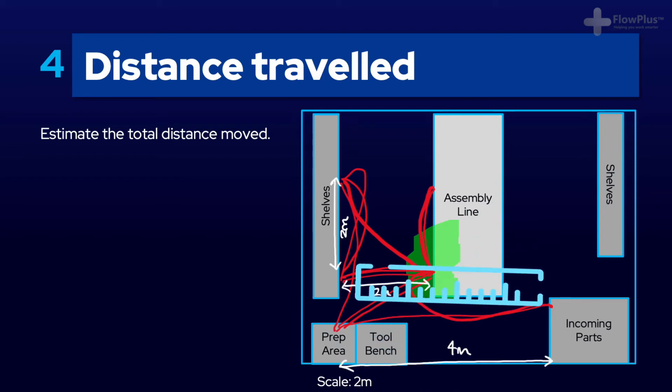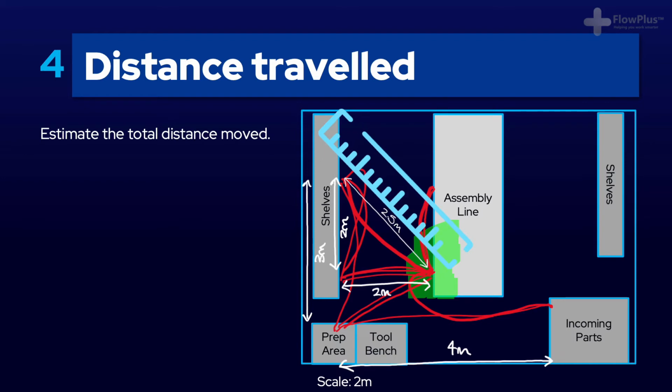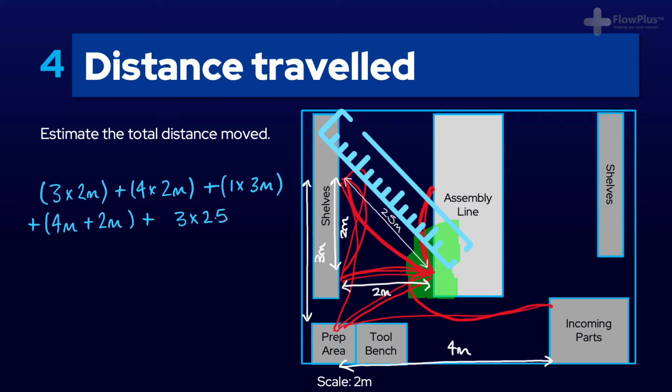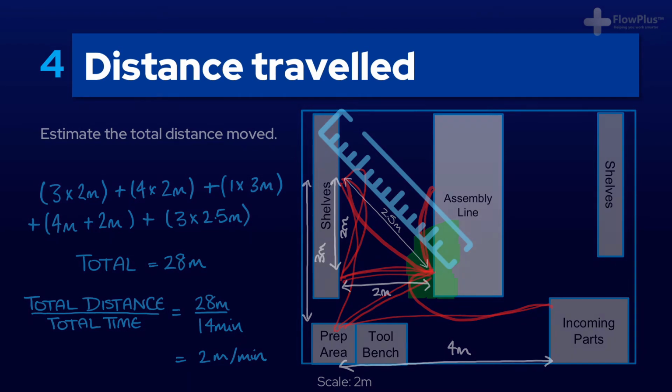The first way is to calculate a rough estimate of each operator's distance walked. This is easier done on a to-scale floor plan, which is why I mentioned this earlier. In this case, it was estimated that the operator walked 28 metres in 14 minutes, which equates to roughly 2 metres travel per minute, and that's very low.